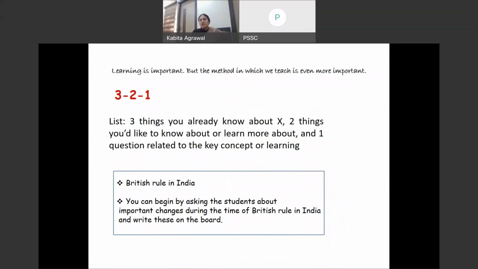And one question related to the key concept of learning, maybe like the important changes which occurred during the British rule in India. So this is the way you can lead the topic with more interest and make the children more familiar with the key concepts of learning.